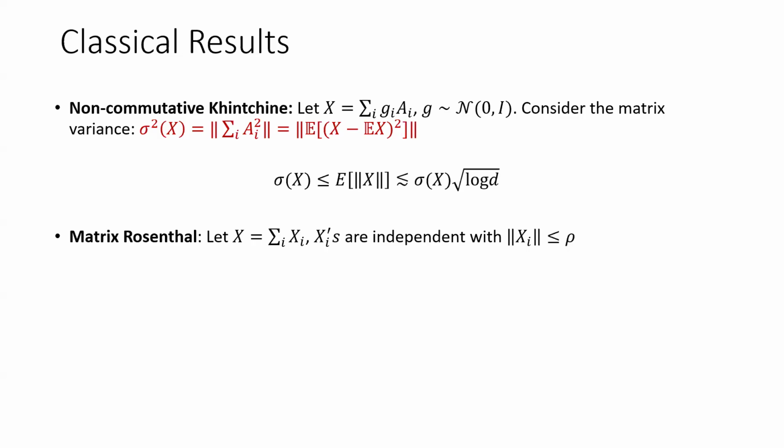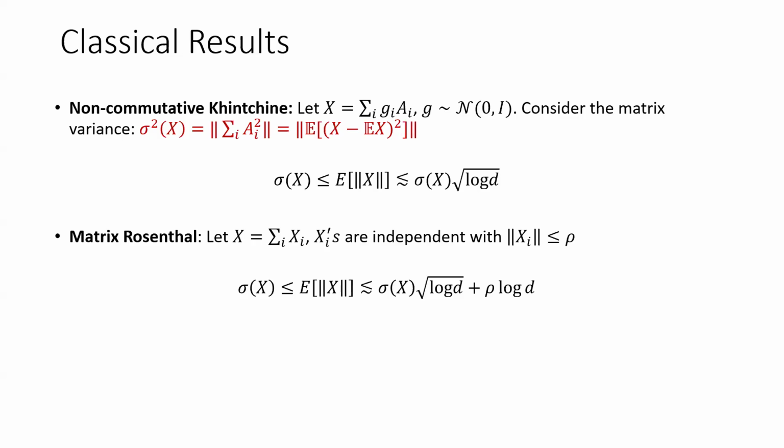And then for non-Gaussian matrices, we have a similar bound with an additional error term. If X is a sum of independent Xi's, and the Xi's have norm at most rho, as long as this rho is small, then you get a similar bound as in the Gaussian case.